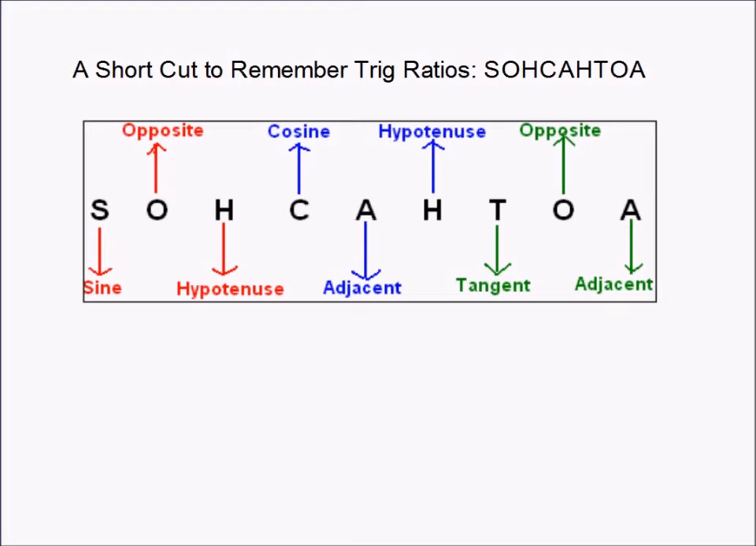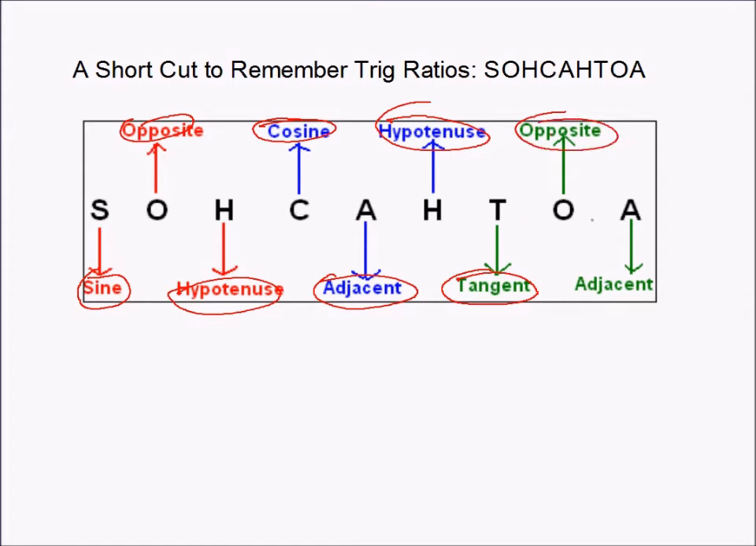It's just a shortcut. It's called SOHCAHTOA, and this tells you what fractions to use. So if I tell you sine, you tell me the fraction opposite divided by hypotenuse. If I tell you cosine, you tell me the fraction adjacent divided by hypotenuse. And if I tell you tangent, you tell me the fraction opposite divided by adjacent. Okay?